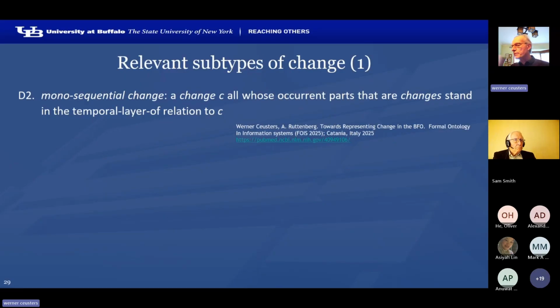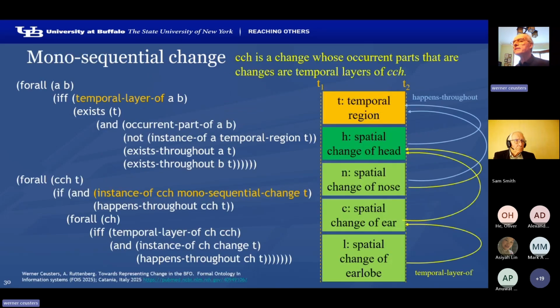We also defined different subtypes of change. A couple of them are relevant for the exposé here. One is that of a monosequential change. It is a change C, all whose occurrent parts that are changes stand in the temporal layer of relation to C. You can visualize that as this. Here we have the axiom for temporal layer. Here we have the axioms for monosequential change.